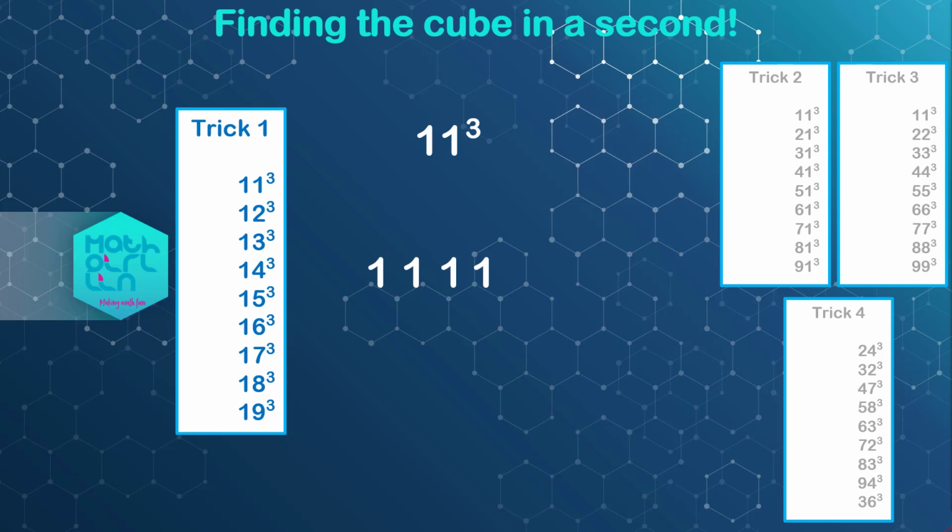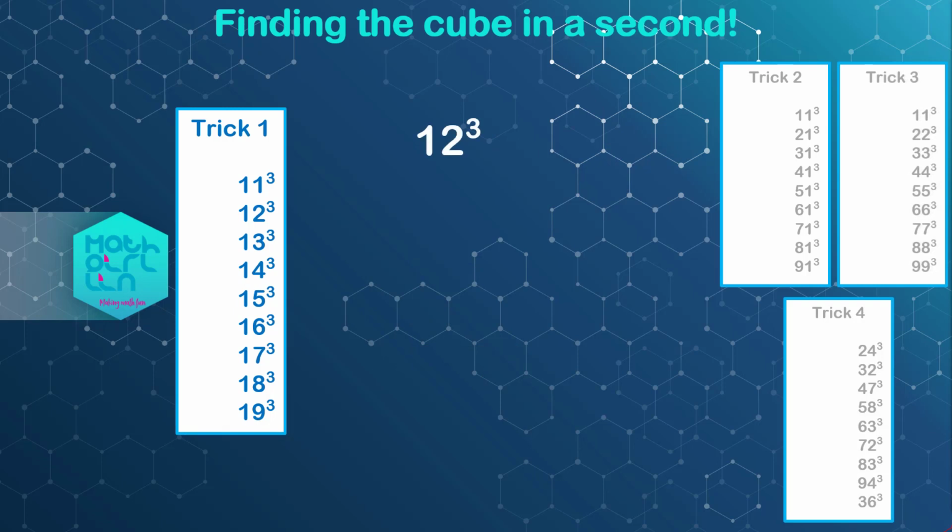The next step is to double the second and third digit and write it below. Double of 1 is 2. Once again, double of 1 is 2. The final step is to add these numbers. 1 comes down as is, 1 plus 2 is 3. 1 plus 2 is 3, and 1 comes down as is. So, 11 cubed is 1331. Let me do a couple more.